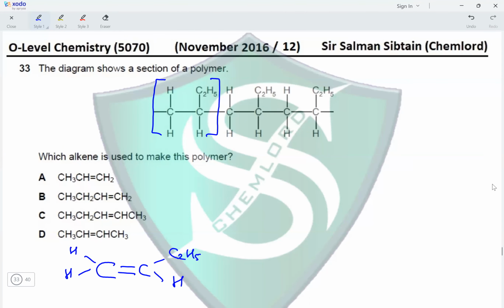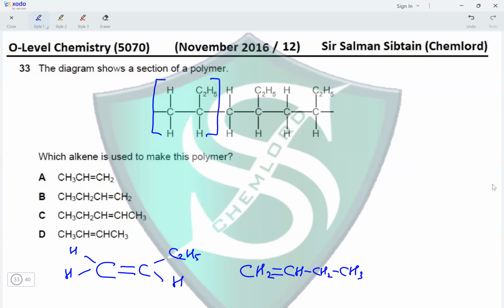So now, in order to condense this displayed formula, we would have CH2, then we would have double bonded CH, and then we would have, because it is C2H5, so this would be converted into CH2 and CH3. So this is the condensed form of the alkene that is used to produce this polymer.